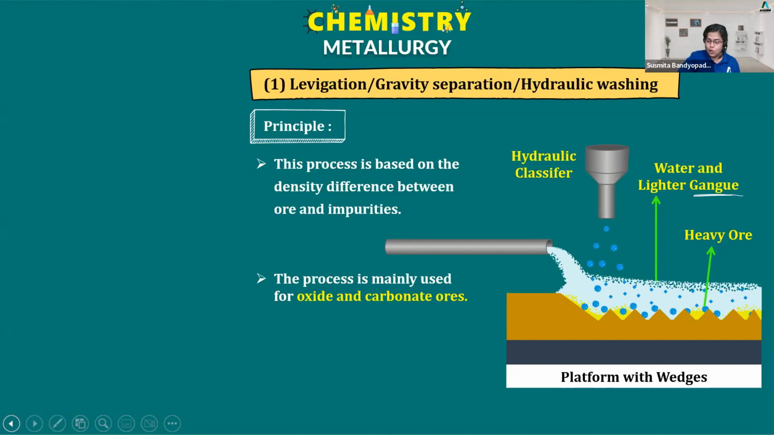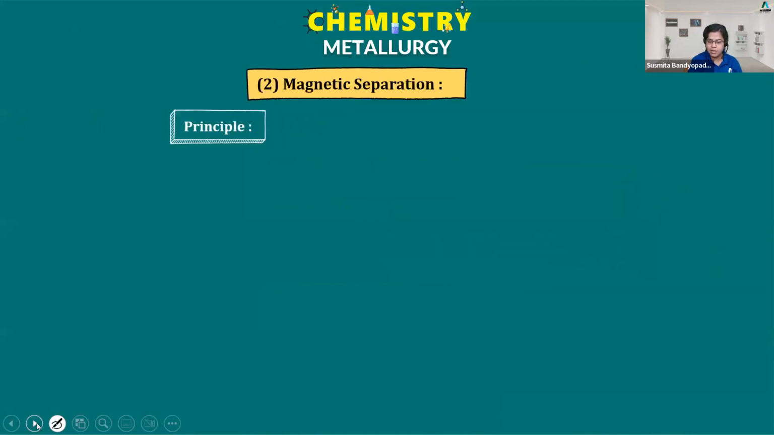It doesn't guarantee that all the impurities have been removed. Only some of the lighter impurities are removed. Say, for example, I have some rice with rice husk and big stones or gravel in it, and I do winnowing. Some lighter impurities can be removed, at least I can guarantee some removal of lighter impurities. The heavier ones will still be left behind. So it's a very basic step in the beginning. Remember, the basis is the difference in densities between the ore and impurity, and it's mainly used for oxide and carbonate ores.